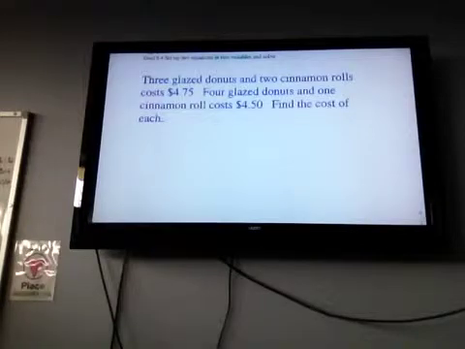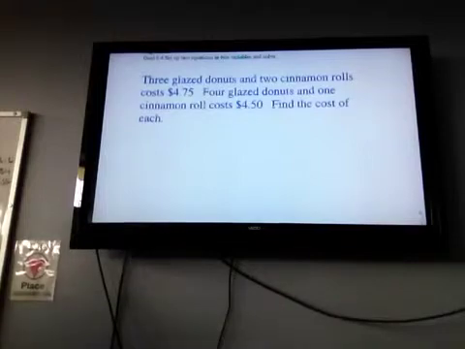So if we read the question, 3 glazed donuts and 2 cinnamon rolls cost $4.75. 4 glazed donuts and 1 cinnamon roll cost $4.50. Find the cost of each. If you look at the question, what they're asking you to find, that's what X and Y typically represent. So if they're looking for the cost of a glazed donut and a cinnamon roll, then X and Y represent the cost of a glazed donut and a cinnamon roll. I will suggest strongly that you write that, okay, that you know what X and Y mean.